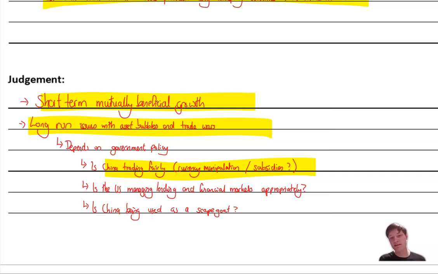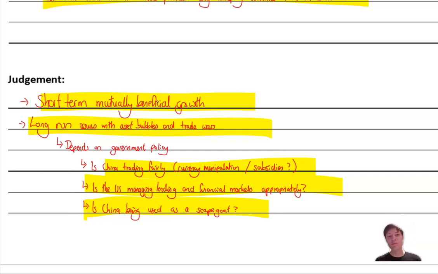Is the US managing lending and financial markets appropriately? That is a US government policy, which clearly you may argue that the US hasn't managed properly, and therefore, if that runs into trouble, an easy way out is to put the blame somewhere else. And is China being used as a scapegoat? Well, possibly not. There are clearly issues with this relationship.